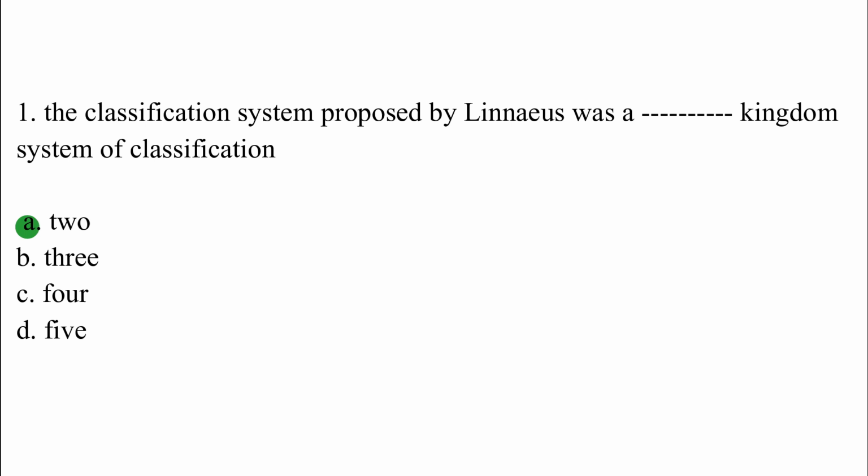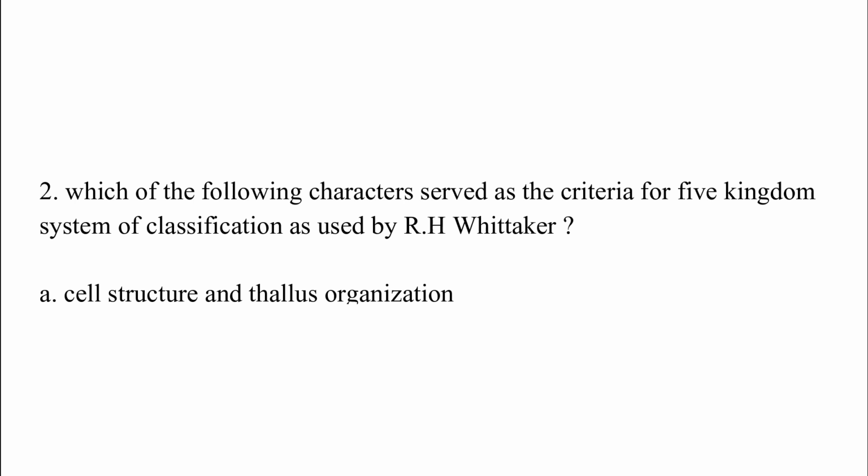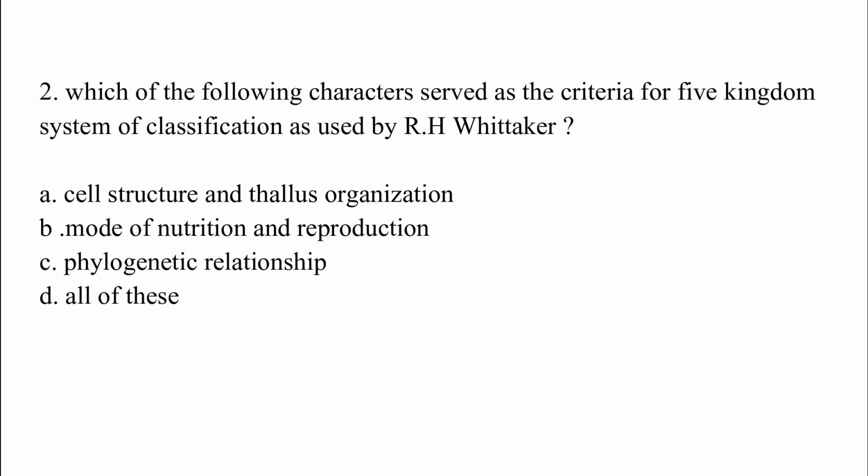Which of the following characters serve as a criteria for five kingdom system of classification as used by R.H. Whittaker? Option A, cell structure and thallus organization. Option B, mode of nutrition and reproduction. Option C, phylogenetic relationship. Option D, all of these. The correct answer is option D, which is all of these.